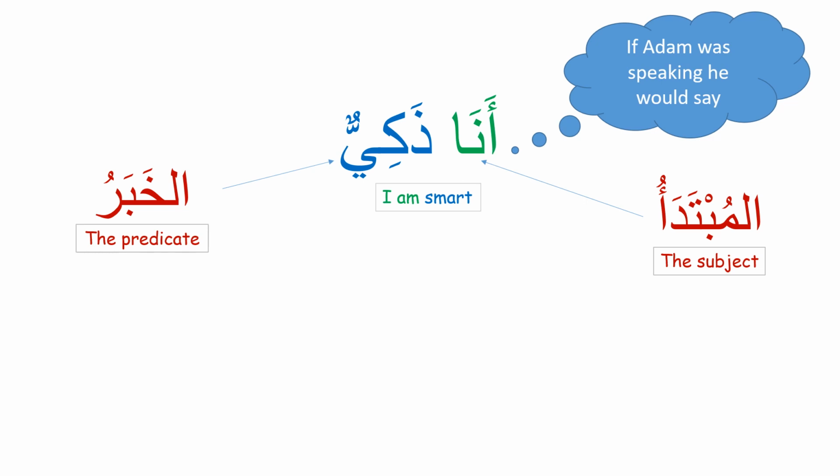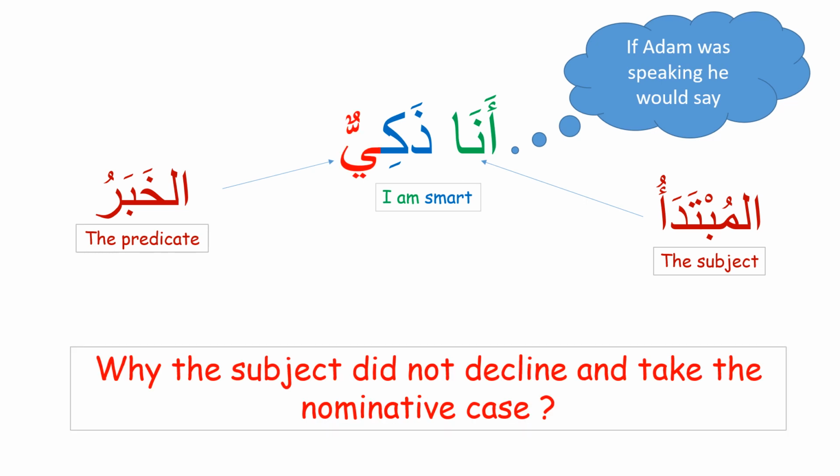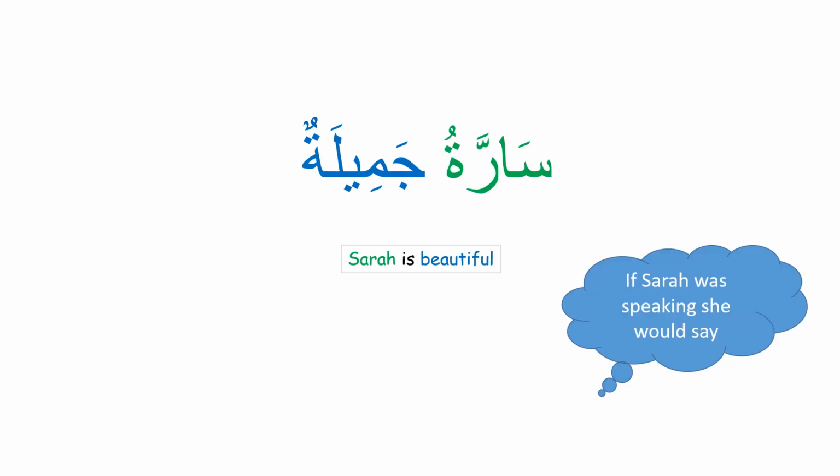And I can hear you asking yourselves, where did the nominative case go? المبتدأ is supposed to end with ضمة. Well, I will gladly answer this question at the end of the lesson after analyzing all of today's examples. You will see why.